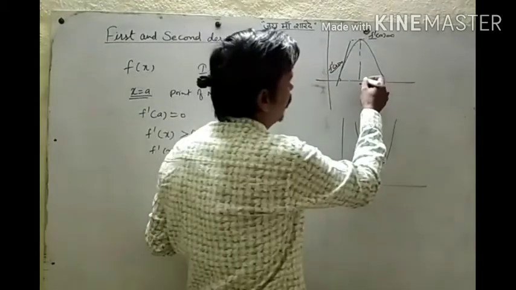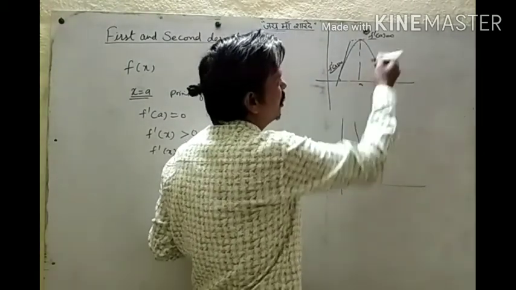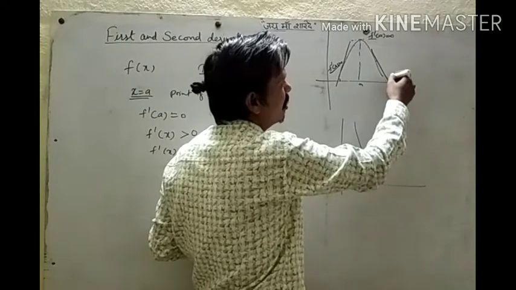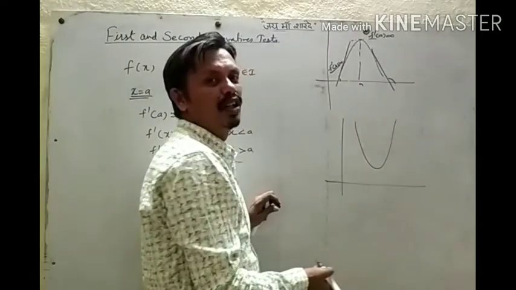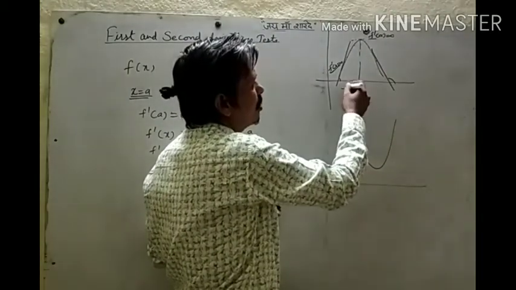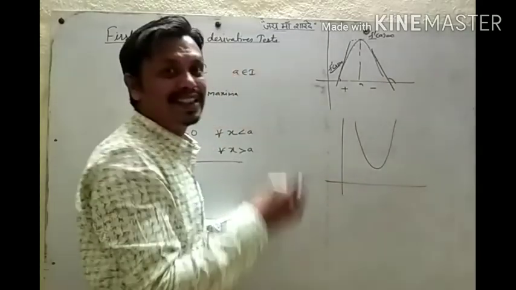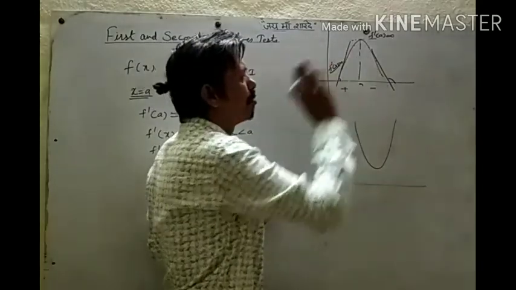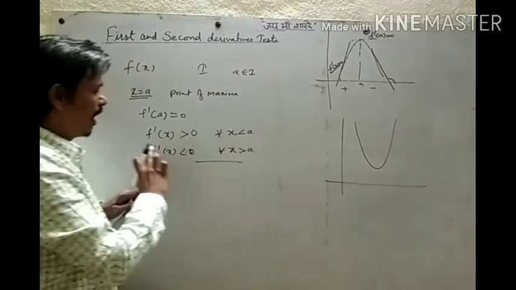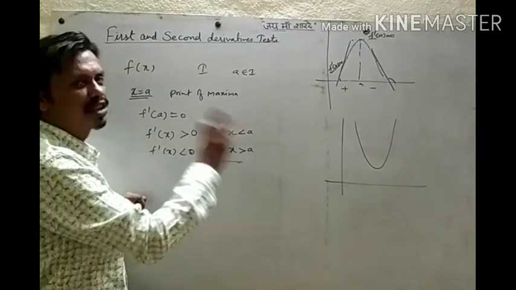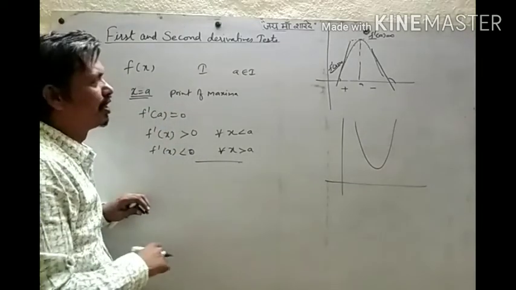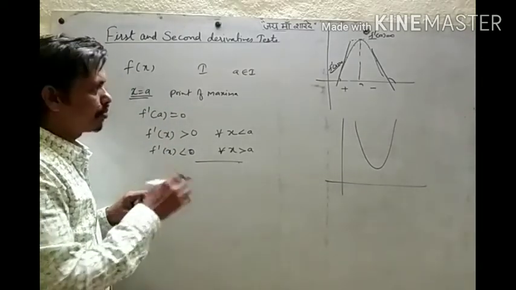Then after a, all the values will be more than a. If you take this point or this point and draw a tangent, what happens? The slope of this line will be negative, meaning this function is decreasing. So the derivative of the function changes sign from plus to minus, meaning f dash of x is more than 0 for all x less than a, and f dash of x is less than 0 for all x more than a. Then the point is called a point of maxima.